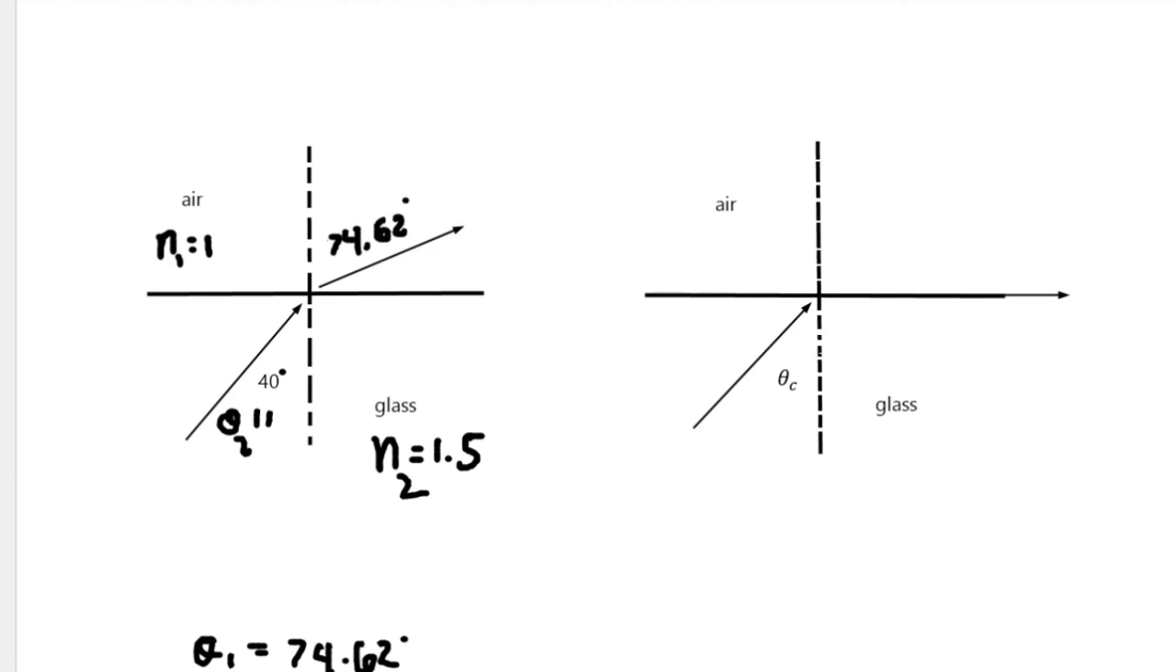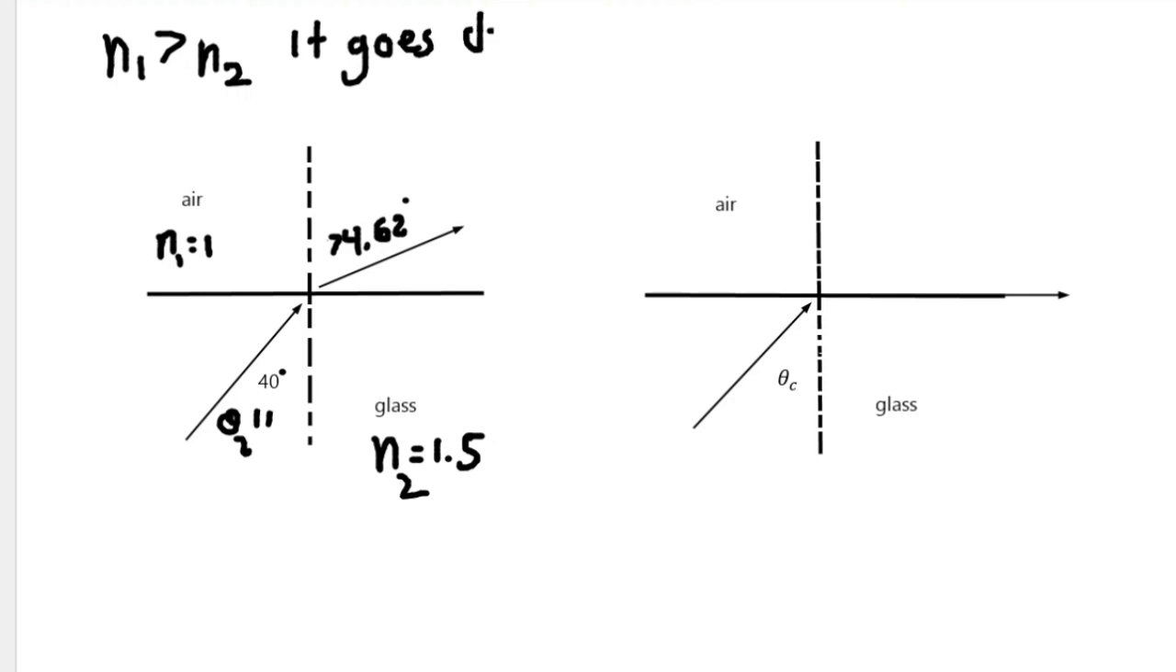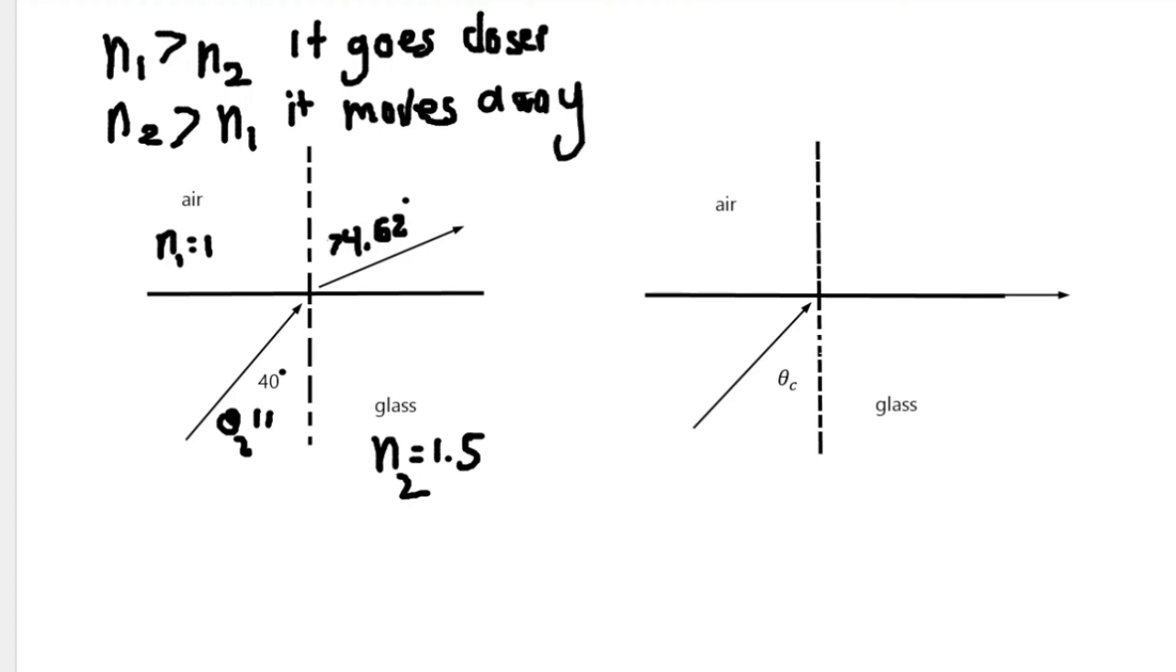So why is that? If n sub 1 is greater than n sub 2, it will bend closer to the normal. But if n sub 2 is greater than n sub 1, then it will basically bend away. The example is what we solved earlier, which is 74.62 degrees. The index of refraction of glass is 1.5 and that of air is 1.